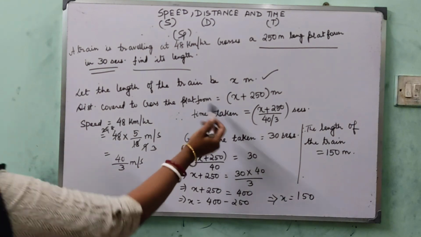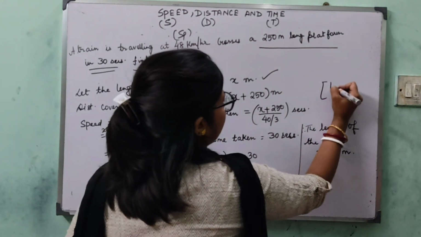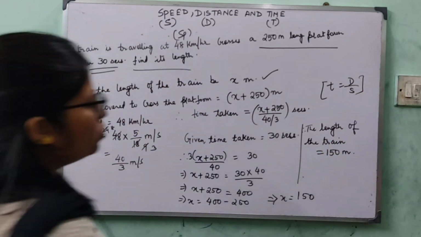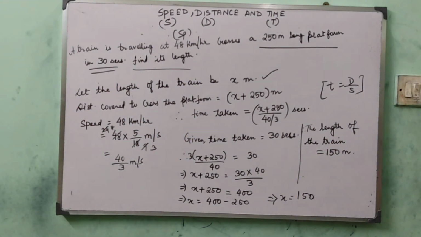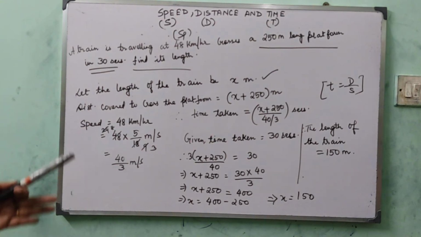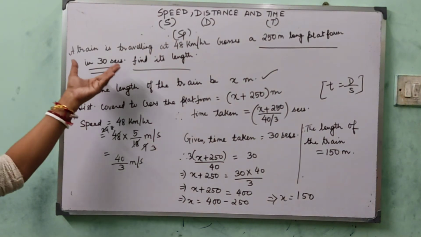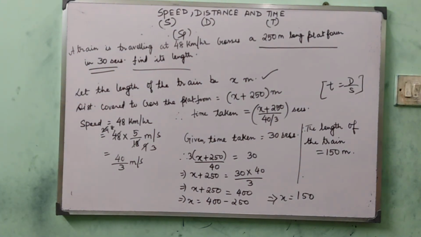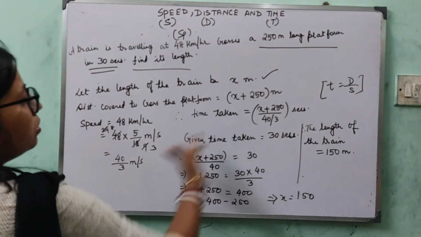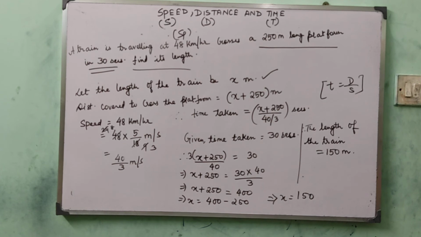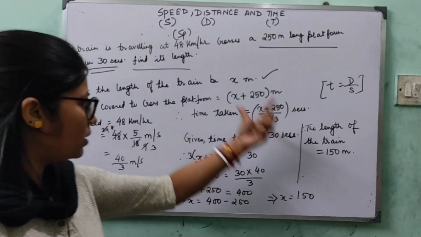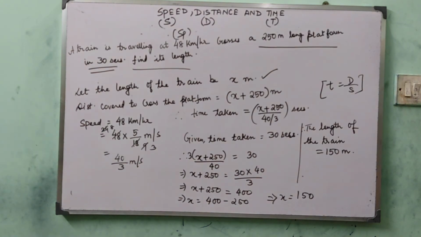Now time taken, we know the formula for time taken is distance by speed. So time taken is x plus 250 by 40 by 3, that is the time taken by the train to cover the platform. Now also it is given to us that 30 seconds is taken by the train to cover the platform. So given time taken is 30 seconds. So that means these are the same quantities. So 3 into x plus 250 by 40 is equal to 30.